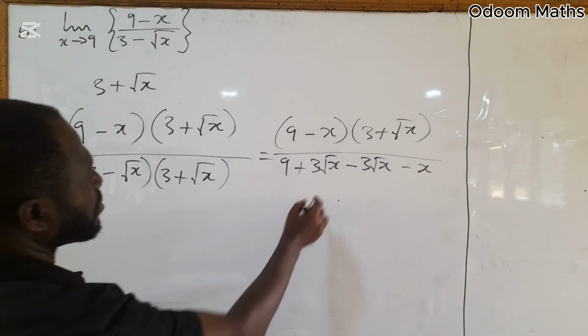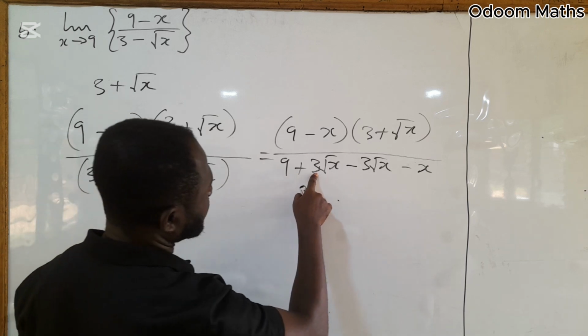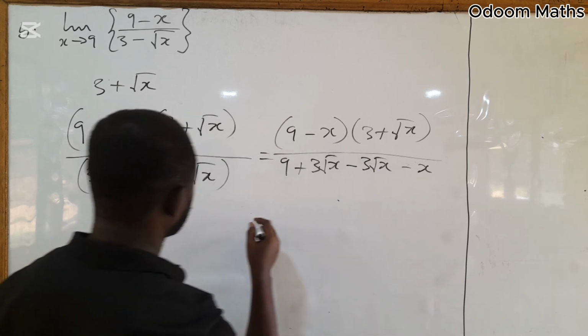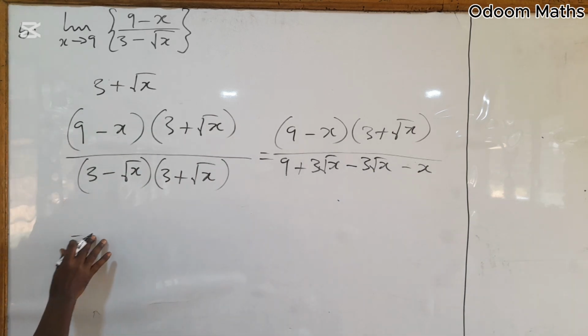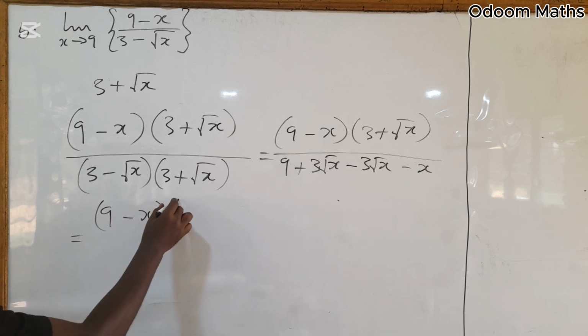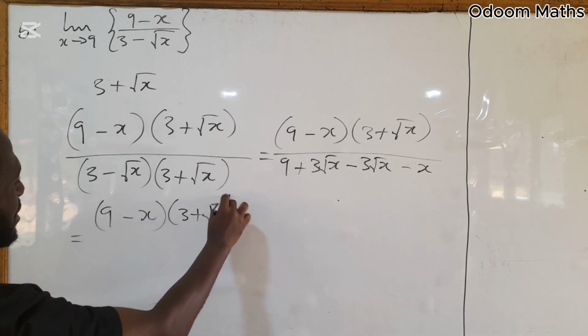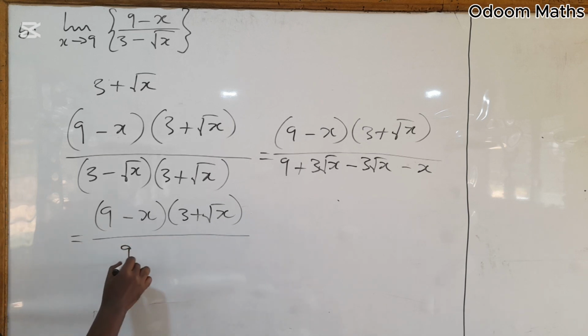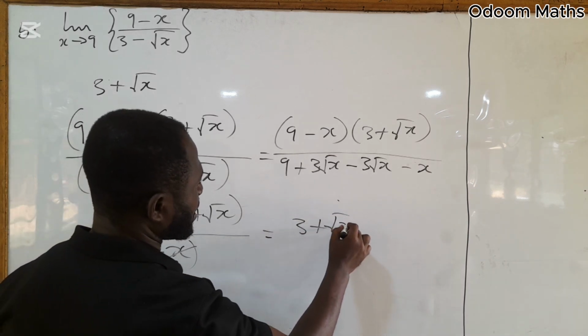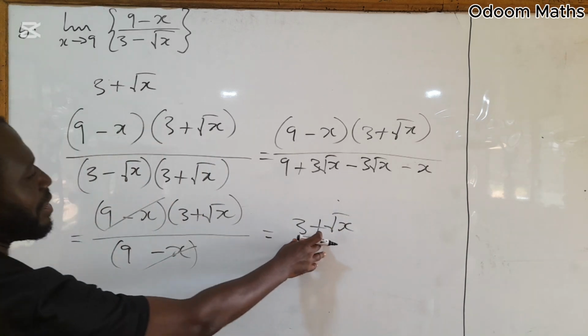Okay, so 9 plus 3 root x minus 3 root x, this will be 0. So we get 9 minus x. So the answer here we have 9 minus x and then 3 plus root x all over 9 minus x. Okay, now from here, this can take care of this one. So this and this will go away. So we have 3 plus root x as what is remaining.